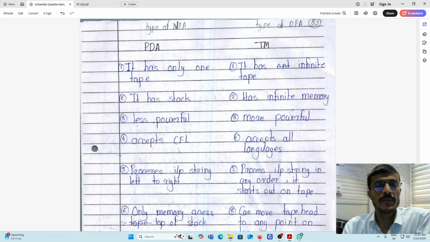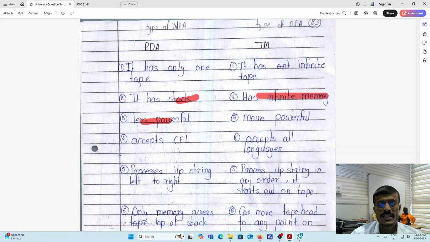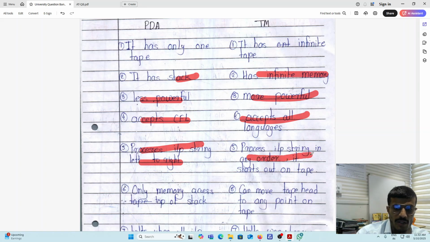This is the difference between PDA and Turing machine. Definitely there will be a question on the difference between PDA and Turing machine, just as previously we discussed what is meant by finite state automata and non-deterministic finite state automata. PDA has one tape with a stack, while the Turing machine has an infinite tape and infinite memory. PDA is less powerful and accepts CFL; the Turing machine is more powerful and accepts all languages. PDA input is processed from left to right, while the Turing machine can process input in any order, going towards the left side or the right side.